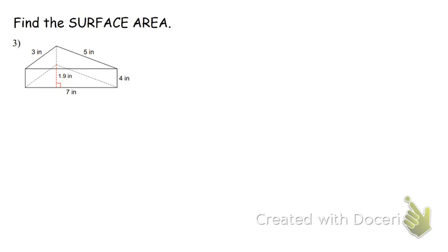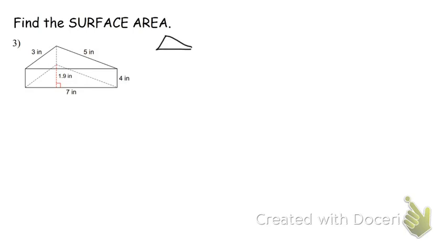Okay, this one's a little bit different just because you have 2 sides that are triangles. Hopefully you can see that this is a prism and it's a triangular prism. So we have 2 triangles, and they're going to be a match. So I'm going to kind of draw a little key.